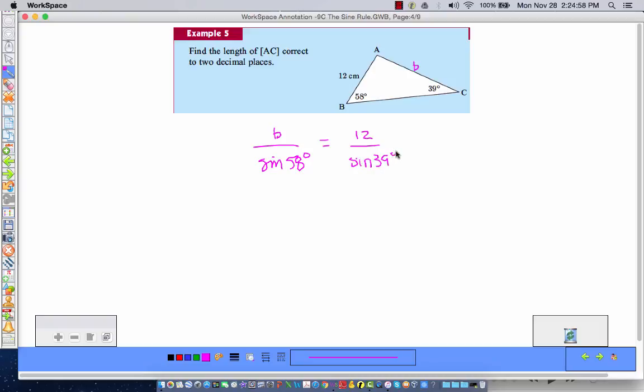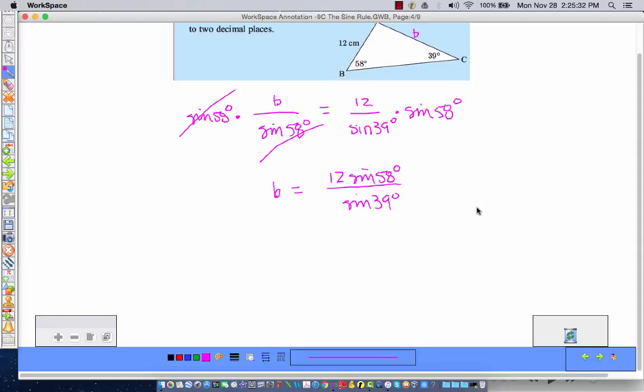So this is just a proportion, okay, or it's an equation. I'm going to multiply both sides by sine 58. And so cancel, bam, b is equal to 12 sine 58 degrees over sine of 39 degrees. And then I'll crank that on my calculator. Please notice that I didn't find the sine of 58 and the sine of 39 and write them in as decimal approximations. Do not estimate, do not round until your final answer.